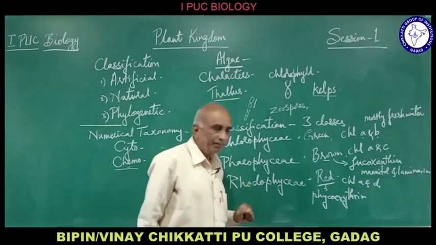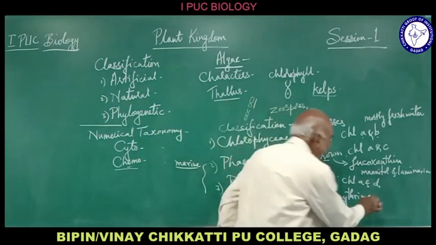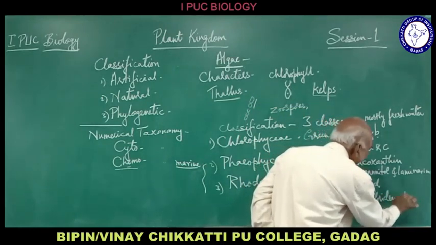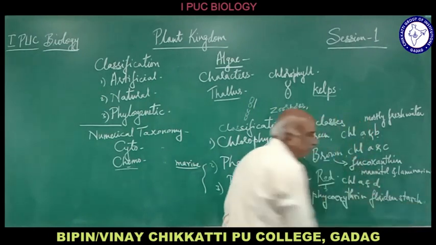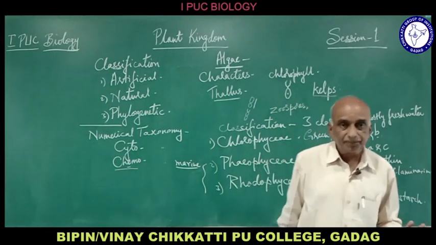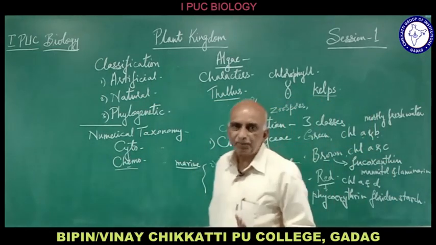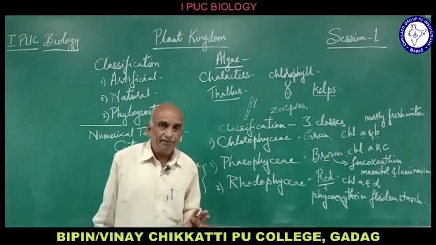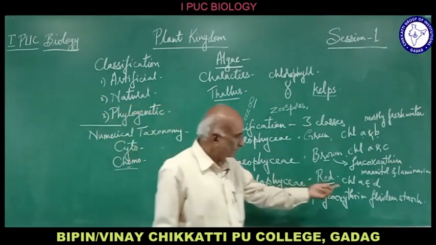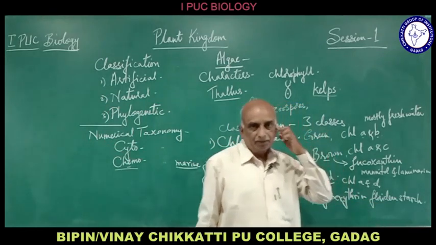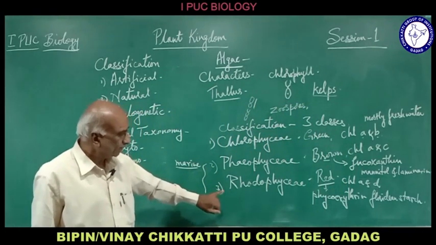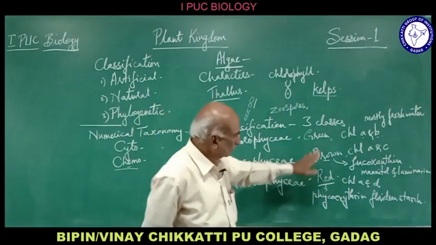And in addition to this, the stored product is Floridian starch. It is a type of starch. The common starch is different. Generally when we speak chemically, starch is common starch. But in red algae, there is a specific type of starch which is called Floridian starch. So this Floridian starch is the reserved product of Rhodophyceae, and those are the characters.